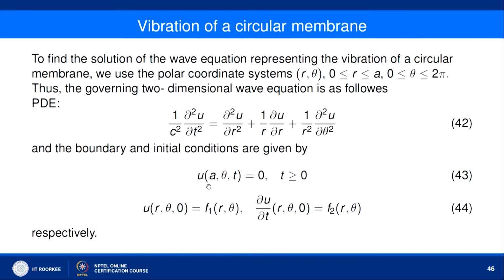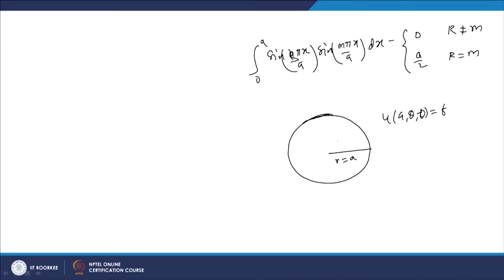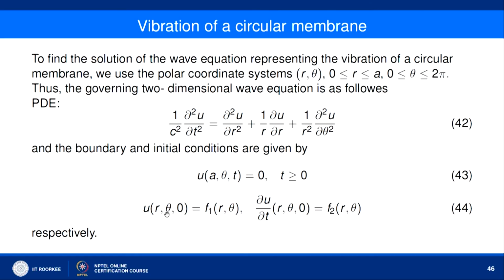So here we have assumed that u(a, theta) is 0. Since the boundary is fixed, we can say that on the boundary the displacement is 0. Inside, at some initial time, it is given as f1(r, theta), and the velocity with respect to t is given as f2(r, theta). So u(r, theta, 0) is equal to f1(r, theta), and the time derivative of u at (r, theta, 0) is given as f2(r, theta), and we try to find the solution here.